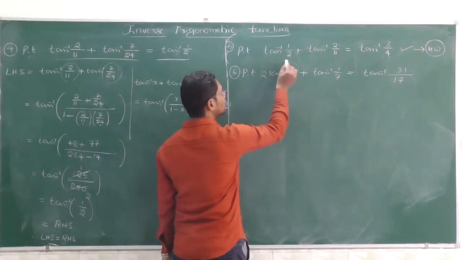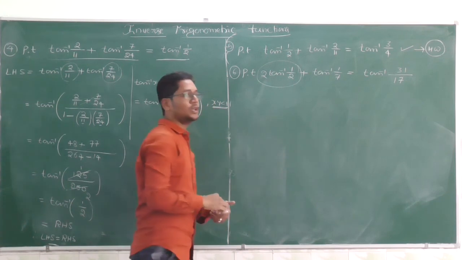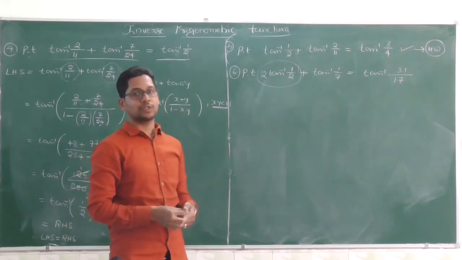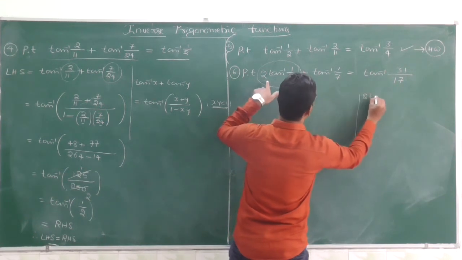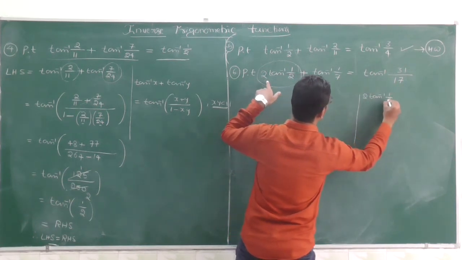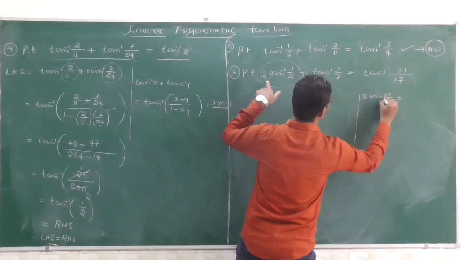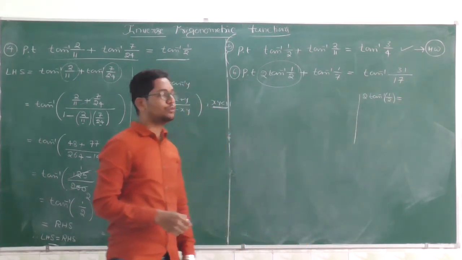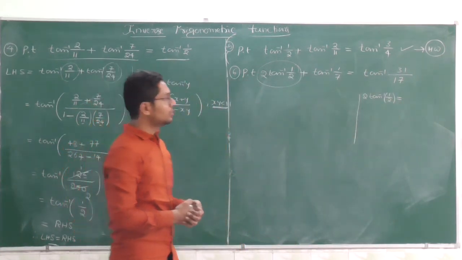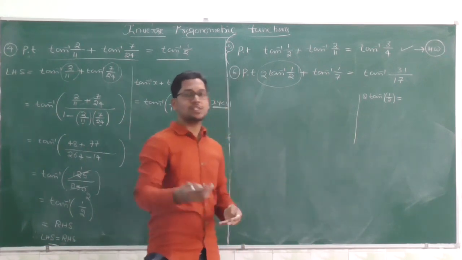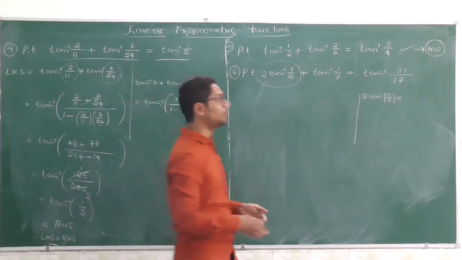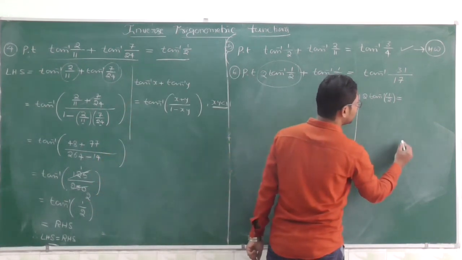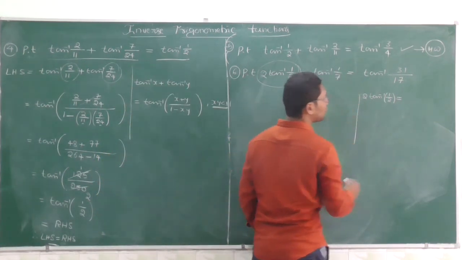Now, the 2 tan inverse 1 by 2, I will simplify separately. 2 tan inverse of 1 by 2. For 2 tan inverse x, just recall it. We have the property for 2 tan inverse x.